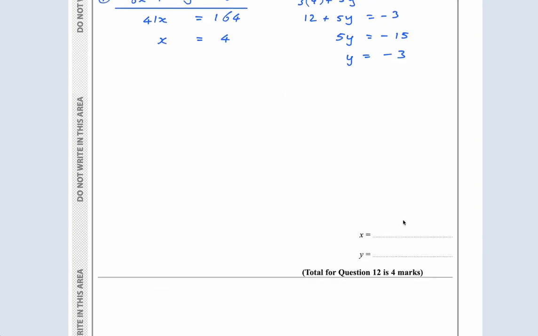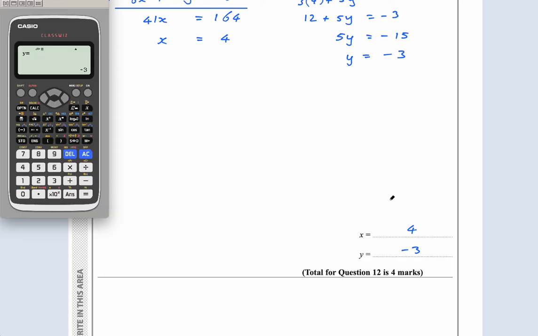X is 4, y is negative 3. And I know I'm right because of this. X is 4, y is negative 3.